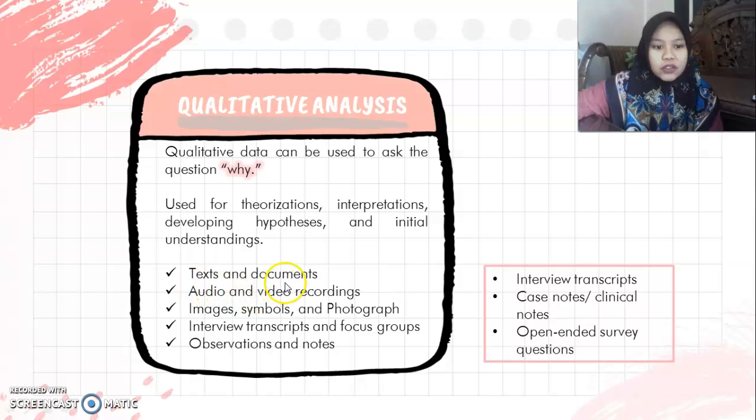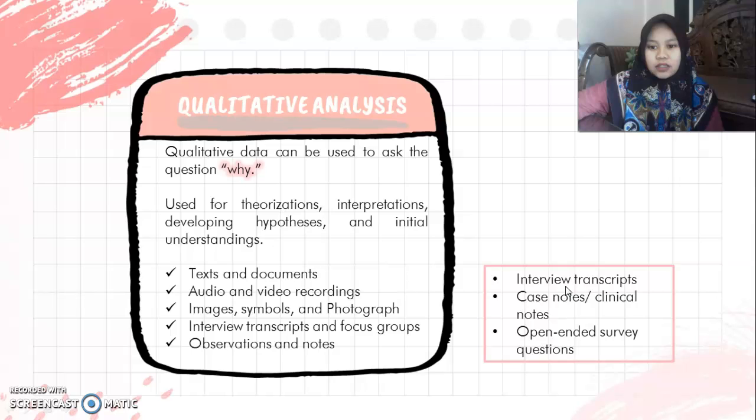First is text and document. Second, audio and video recordings. Third, image, symbols, and photograph. Fourth, interview transcript and focus groups. And last one, observation and notes. So these are what are included in an interview.